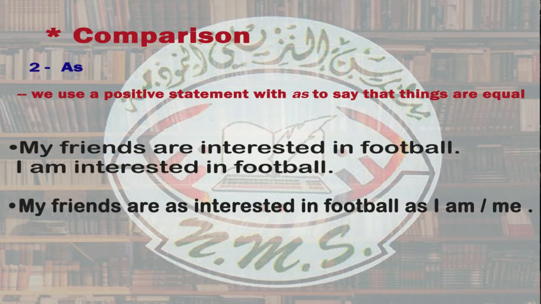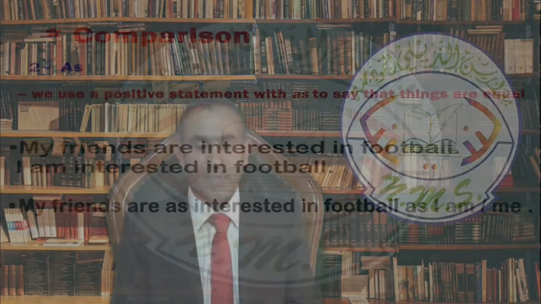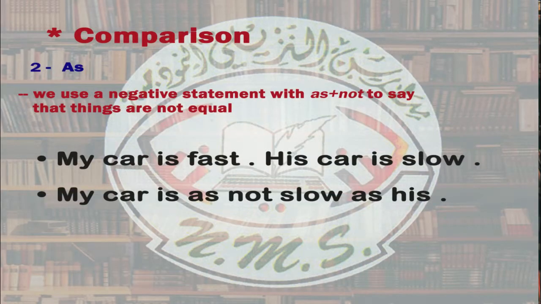My friends are interested in football. I am interested in football. Here, to link the two sentences in one, we use as. So we say, my friends are as interested in football as I am, or as me. Number 2, we use as between two things.